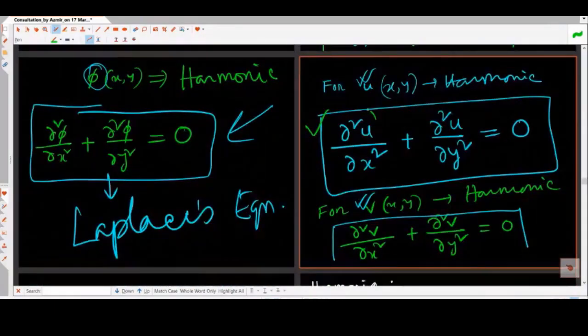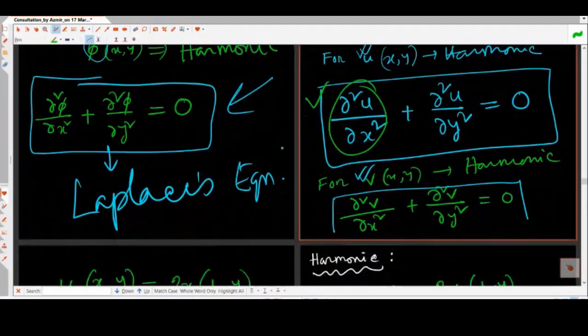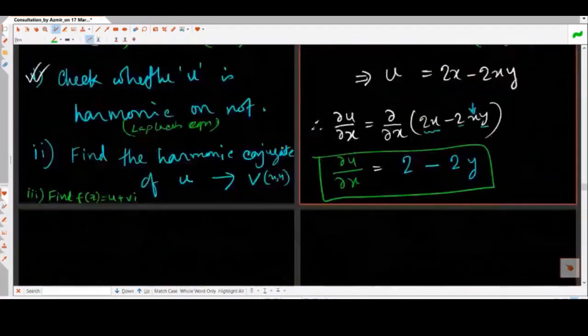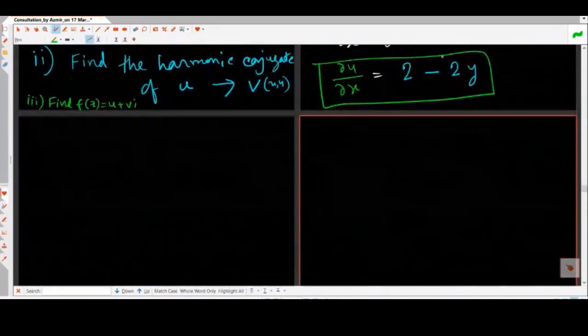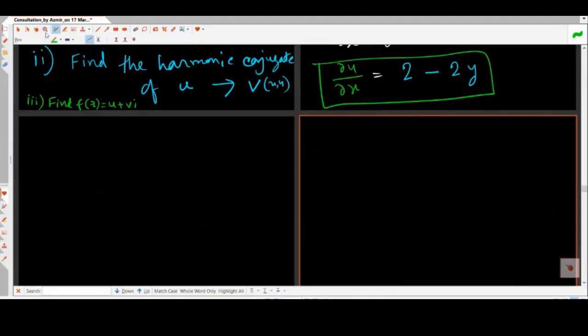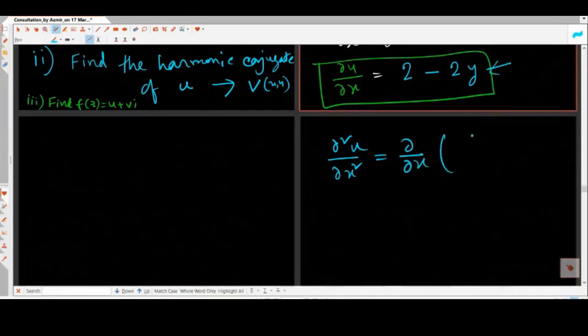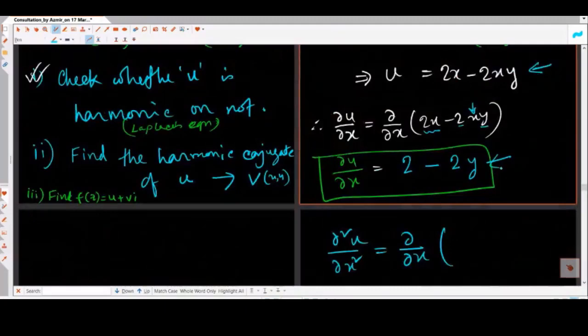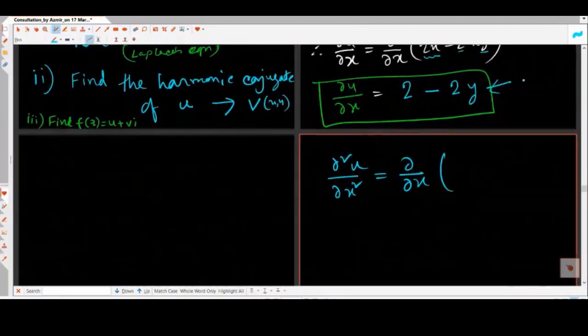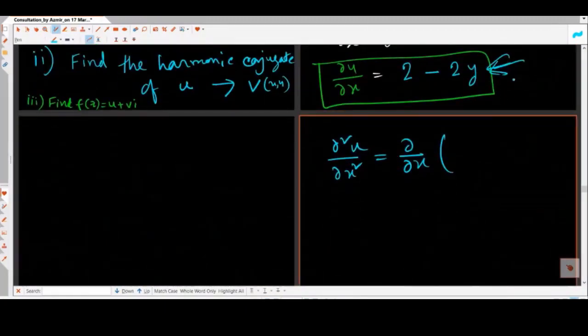You can see we have to find the second order partial derivative. That means we have to differentiate this function again. So we are differentiating again, that is the second order partial derivative of u in terms of x, which means we have to differentiate this function, not u. We have to differentiate the first derivative function. So it is 2 negative 2y.